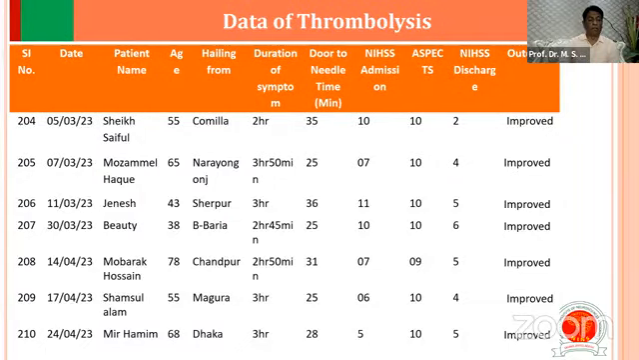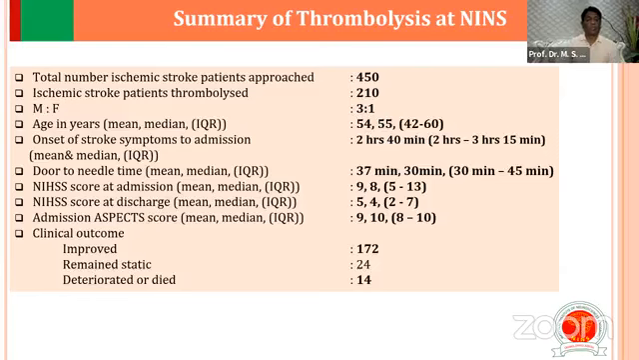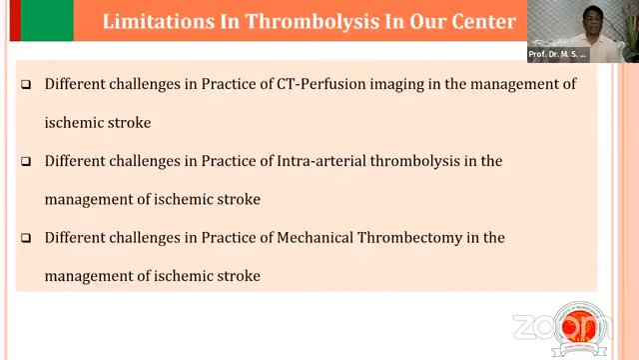Up to 24 April, we did thrombolysis in 110. Total number of ischemic stroke patients approached for thrombolysis 450. We thrombolyzed 210 and improved 172. Remaining is 24, and deteriorating or died 14. In our hospital, our limitations and challenges are in the practice of CT perfusion, practice of lateral thrombolysis and practice of mechanical thrombectomy.